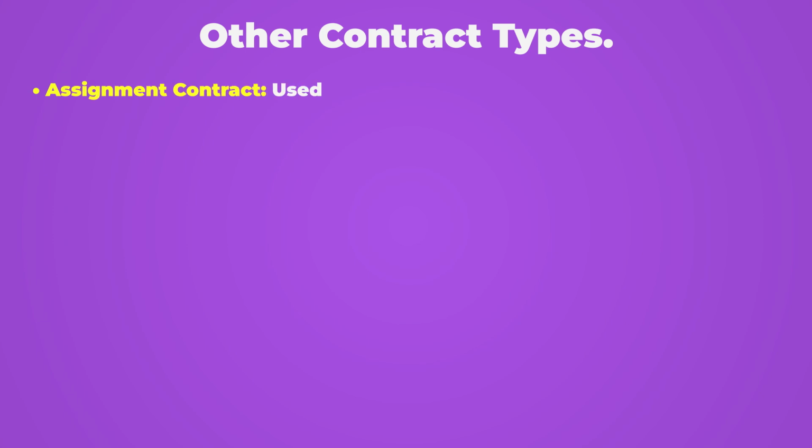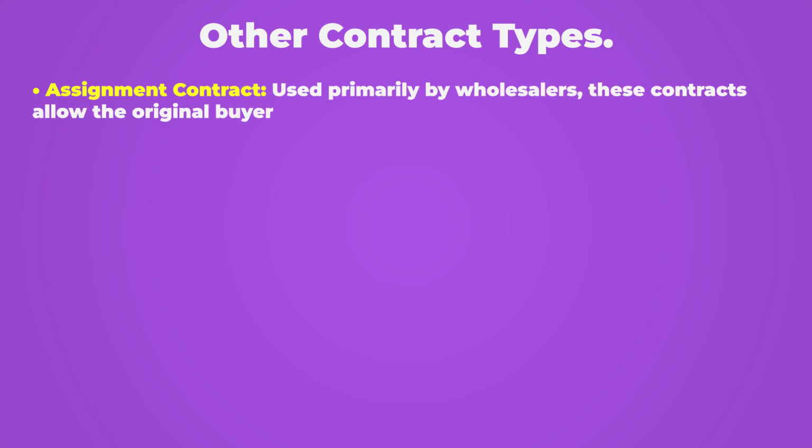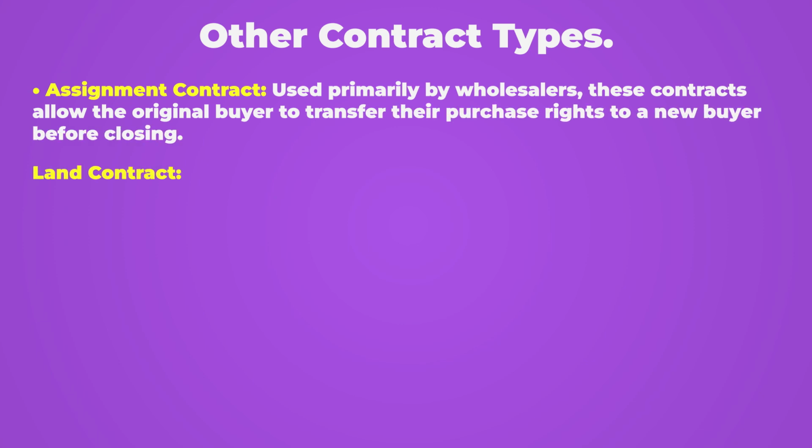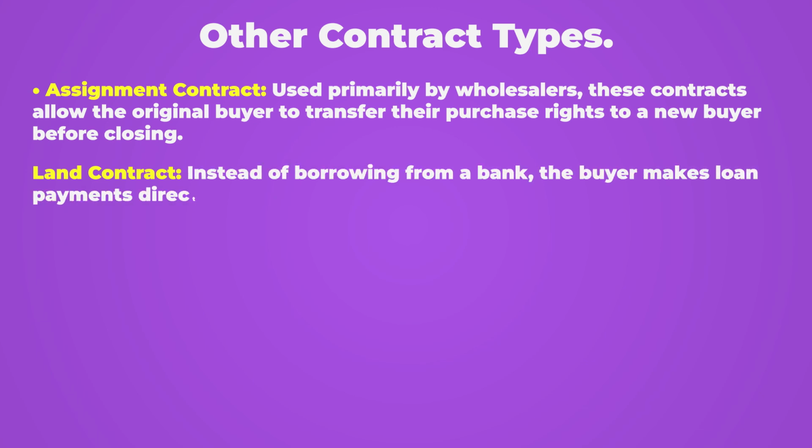Assignment contract. Used primarily by wholesalers, these contracts allow the original buyer to transfer their purchase rights to a new buyer before closing. Land contract. A land contract, also known as a contract for deed, is a seller-financed option for buyers who can't secure a traditional mortgage. Instead of borrowing from a bank, the buyer makes loan payments directly to the seller until the property is fully paid off. Depending on where you are, this type of agreement might also be called an installment land contract or a bond for title.